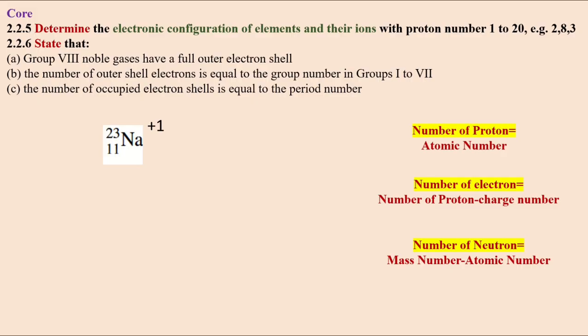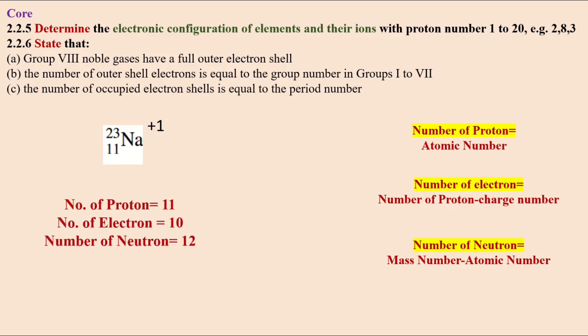So for the neutral atom, we are using the number of electron equals to the number of proton. But for this positively charged atom, number of electron will be equal to the number of proton minus charge number.